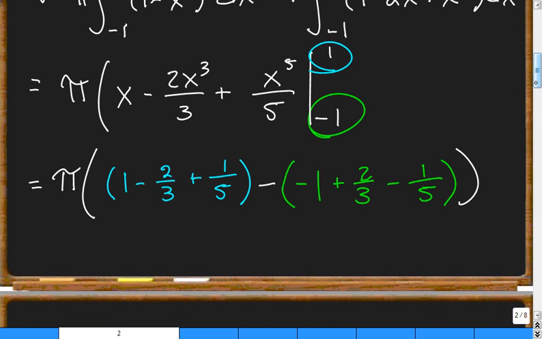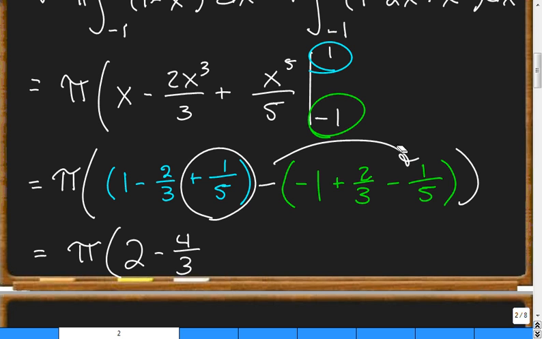Okay. And so we can go ahead and simplify as best we can. So we're going to have pi times, so let's see, the ones. We've got a positive 1 here. We've got a negative and a negative 1 here, so that makes 2. We have a negative 2/3 and another negative 2/3. So that is going to be negative 4/3. And then we have 1/5 minus a negative 1/5, so that makes 2/5.